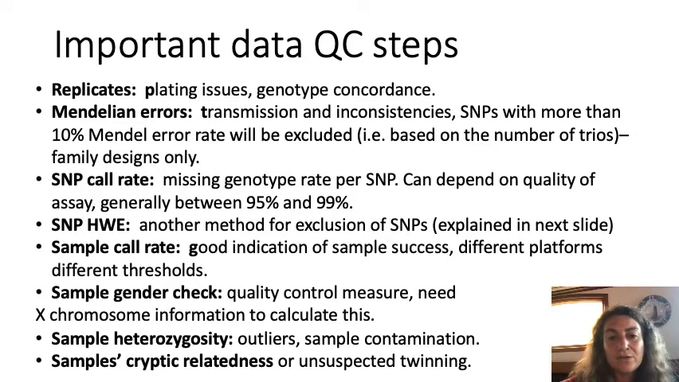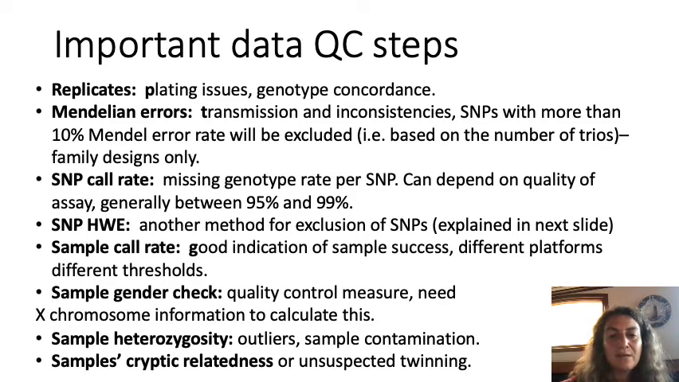Another QC measure we use is SNP call rate. This is basically 1 minus the missing genotype rate per SNP. This can depend on the quality of the assay, and it is generally between 95% and 99%. This is a very standard thing to include in your QC. Another thing is the Hardy-Weinberg equilibrium deviation of your SNP. This is another method for checking the quality and excluding SNPs, and it will be explained in the next slide.